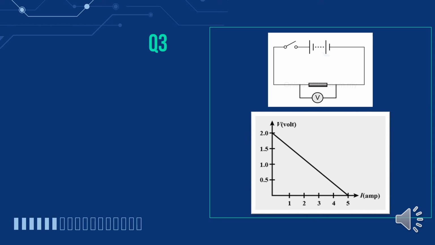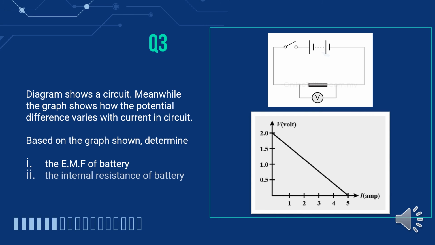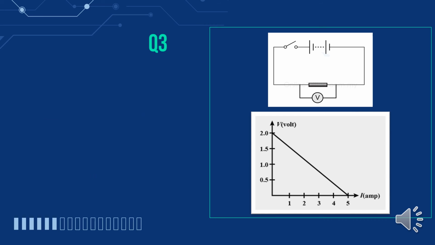Last question, question 3. The diagram shows a circuit. Meanwhile, the graph shows how the potential difference varies with current in the circuit. Based on the graph shown, determine the EMF of the battery and determine the internal resistance of the battery. So how to determine the EMF of the battery? Let me show the solution here.